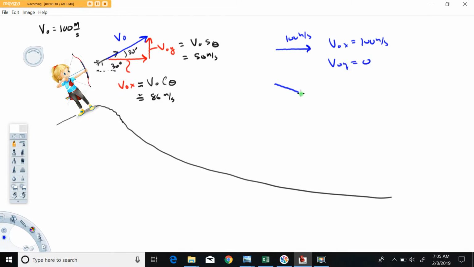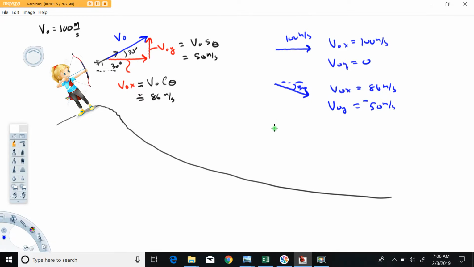Had she fired it down at an angle, 30 degrees at the horizontal, then the initial velocity x direction would be the same as this, 86 meters per second. The initial velocity y direction would be the same as this, 50 meters per second. However, this is down. If we're calling up positive, we would assign a minus sign to it.